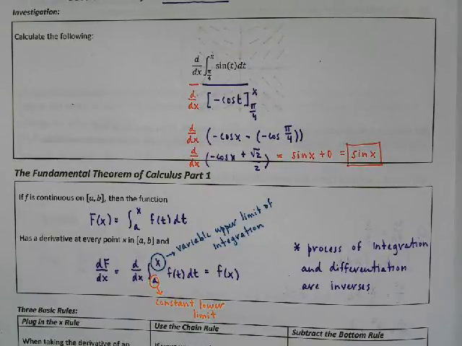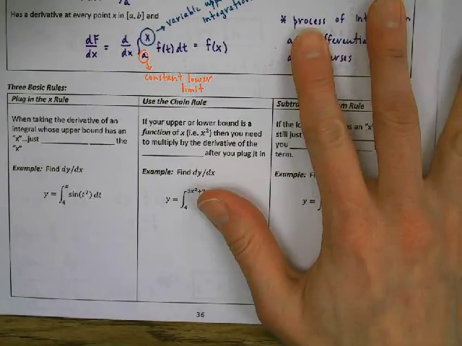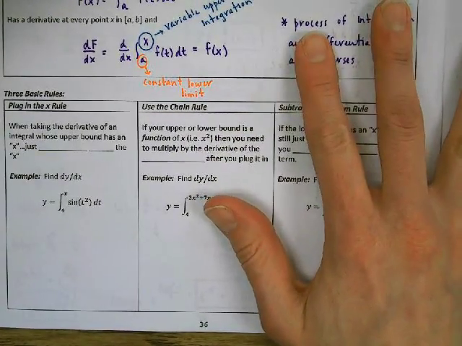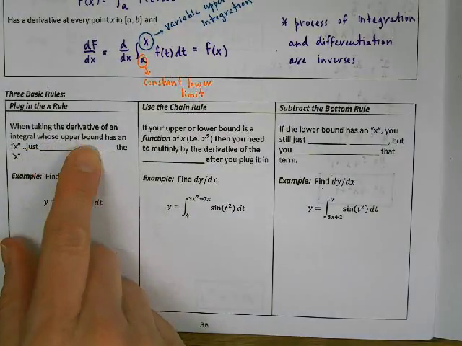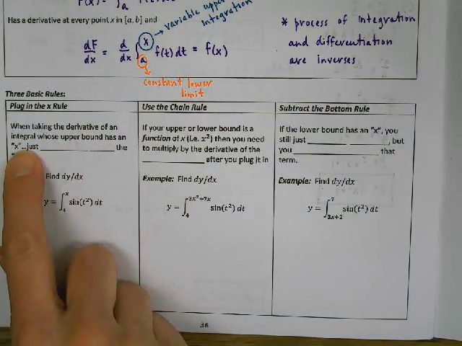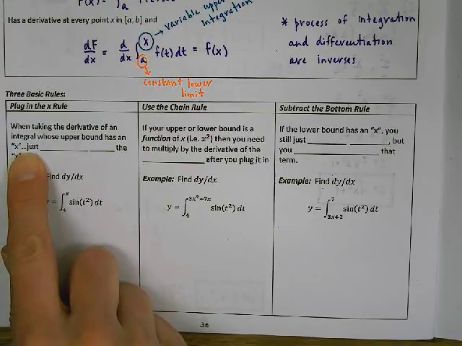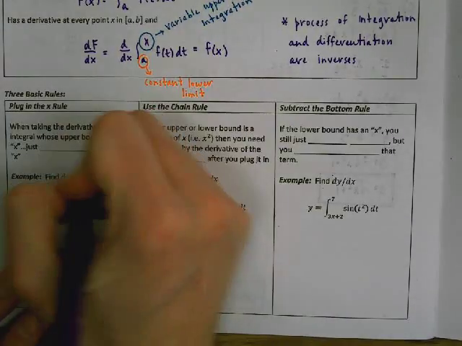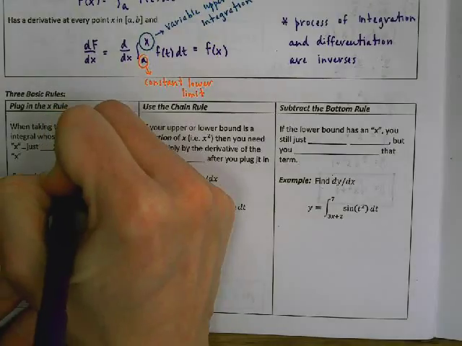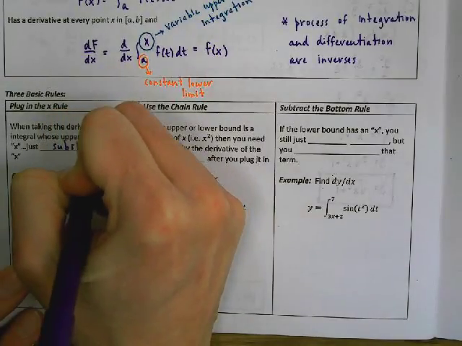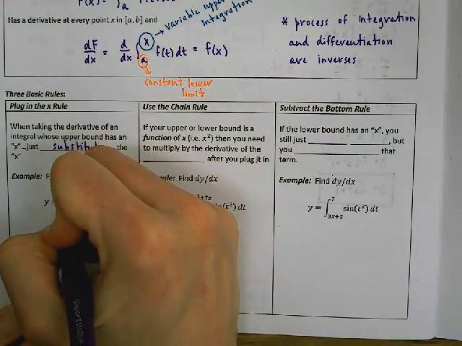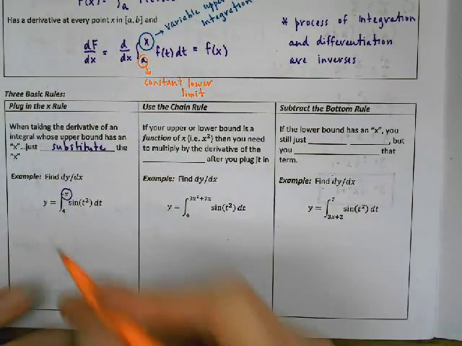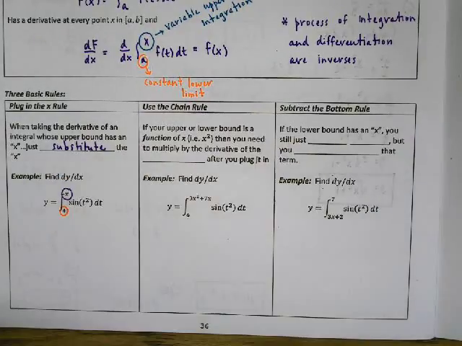So we have three basic rules that we want to look at, and these are the caveats that I was talking about. The first one is just basic: just plug in the x. When taking the derivative of an integral whose upper bound has an x, that variable upper limit, we're just going to substitute the x.